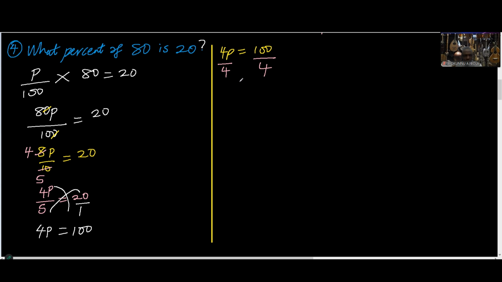So 4 cancels 4, then p is remaining. So what is 100 divided by 4? 25. So that means 25% of 80 is 20. Let's check it.